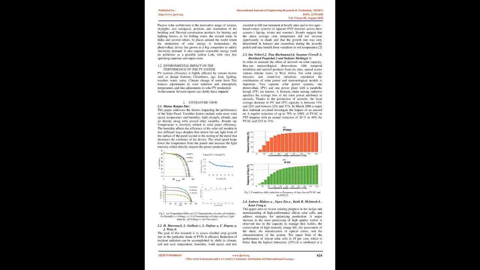The wind speed helps lower the temperature from the panels and increase the light intensity, which directly impacts the power production. The goal of this research is to assess whether crop growth rate in the particular shade of PVPs is affected. Reduction of incident radiation can be accomplished by shifts in climate, soil and seed temperature, humidity, wind speed, and also reported in full sun treatment at hourly rates and in two agro-based voltaic systems of separate PVP densities across 3 seasons, spring, winter, and summer.